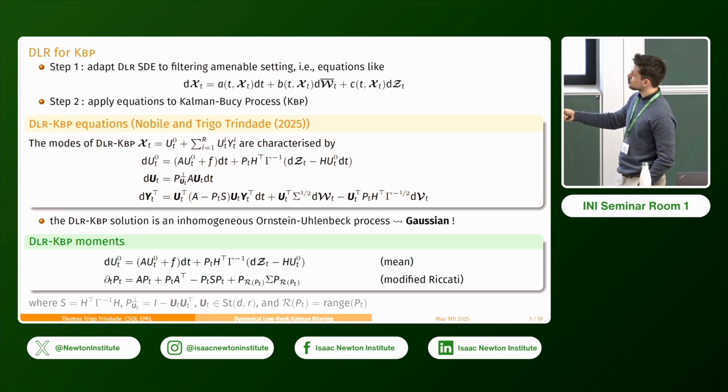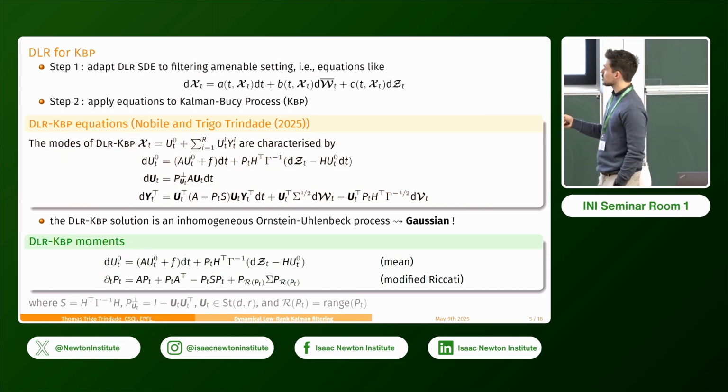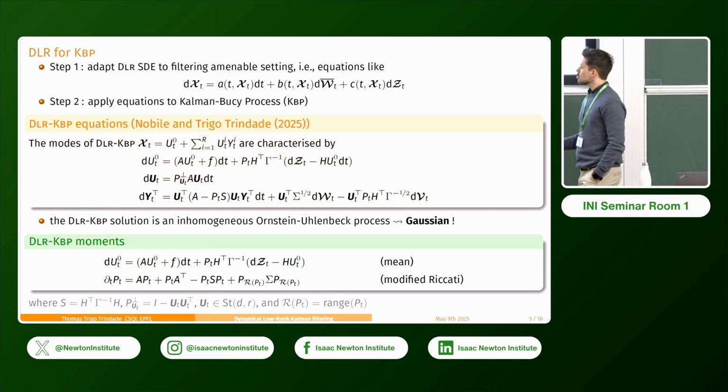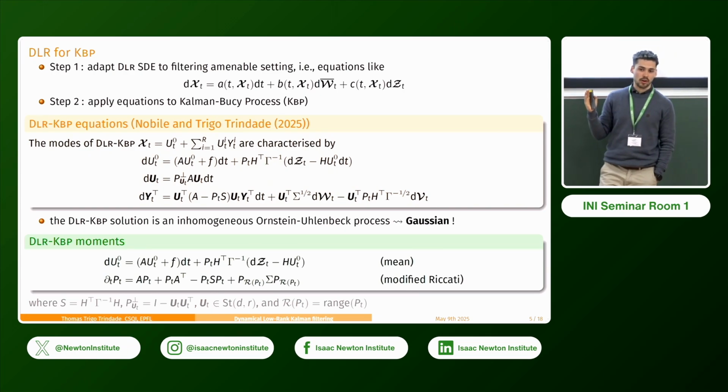So you have again here the equation for the mean, which is the same as in the first line, so nothing new here. And then you can verify that the equation for the covariance actually has this form. It's very similar to the one that we had before, the Riccati equation, just that now this last term here is projected left and right onto the range of the covariance.